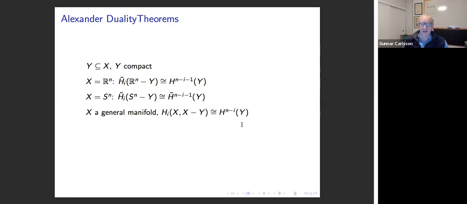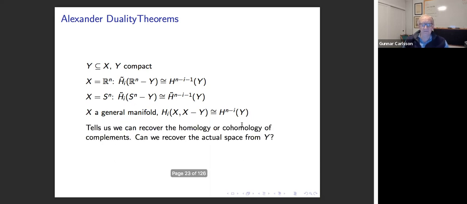And for a general manifold, though, the statement is that there's a relative homology calculation: H_i of (X, X minus Y) is isomorphic to H^(n-i) of Y. You notice here, this is not a direct statement about X minus Y, but one assumes that one knows H_i of X. And so the H_i of (X, X minus Y), when related with an exact sequence, can get you the homology of X minus Y.